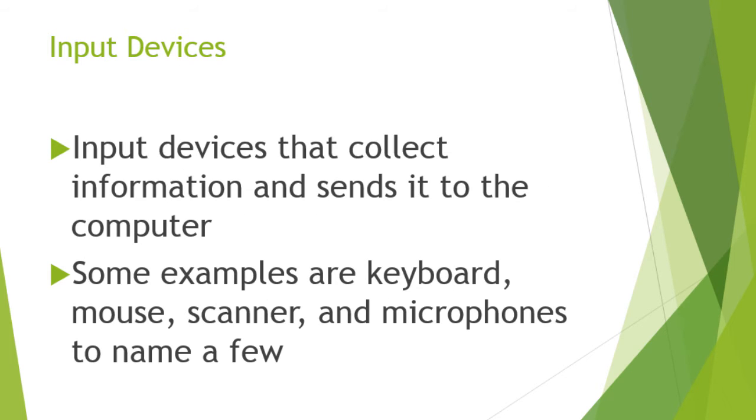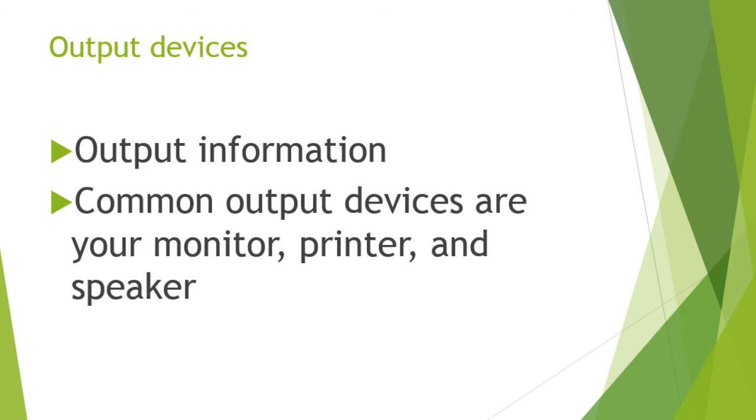An input device is what the computer uses to collect information. Some examples of input devices are your keyboard, mouse, scanner, and the microphone that I'm currently using to create this YouTube video. An output device is basically where information is sent to. You could create a program to write something to your monitor. Some examples of output devices are your monitor, printer, and speakers.